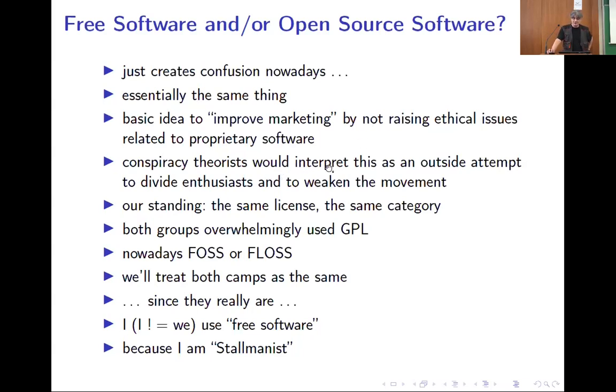Well, conspiracy theorists would interpret this as an outside attempt to divide enthusiasts and to weaken the movement. Actually, maybe it worked that way, but fortunately it is resolved now. Our standing is the same license, the same category. So whether it's open source or free software, when they use the same license, that license categorizes the software. Both groups overwhelmingly used the GNU General Public License, which is something we're going to talk about later on. And both groups nowadays are labeled with the same label, FOSS, free open source software, or free libre open source software. So we treat both camps as the same, since they really are.